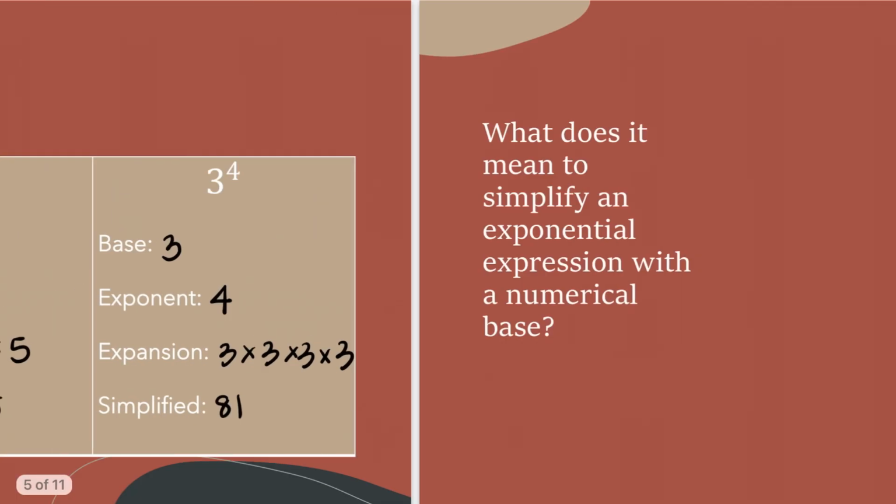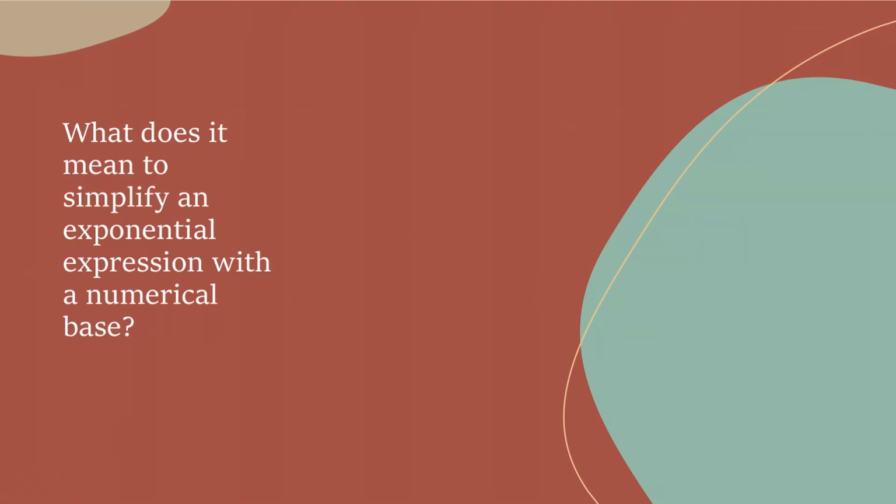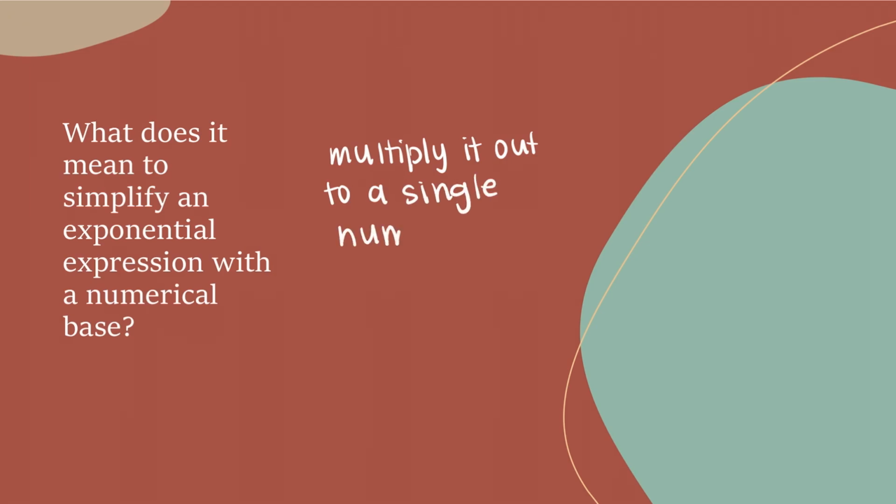To simplify an exponential expression with a numerical base means to multiply it out to a single number. So like how 3 to the 4th became 81. That's what it means to simplify: instead of having 3 to the 4th power, you just figure out what that would be in your calculator.